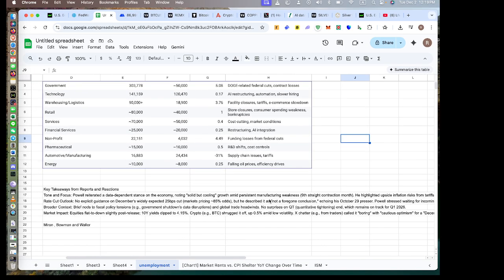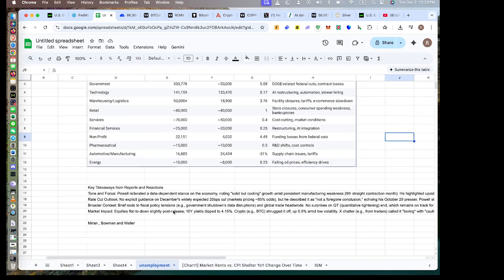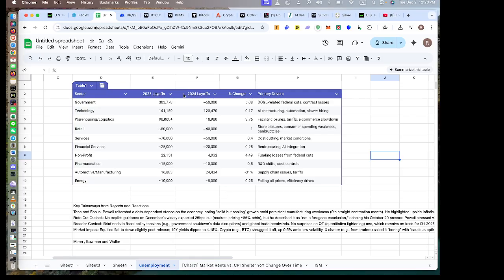I'm calling it out. And his rate cut outlook, no explicit guidance on December. Well, the market sees right through that. The market expects a rate cut. But he has described it as not a foregone conclusion. And he also sees the labor market as being tight. But I'm calling that out as not true.